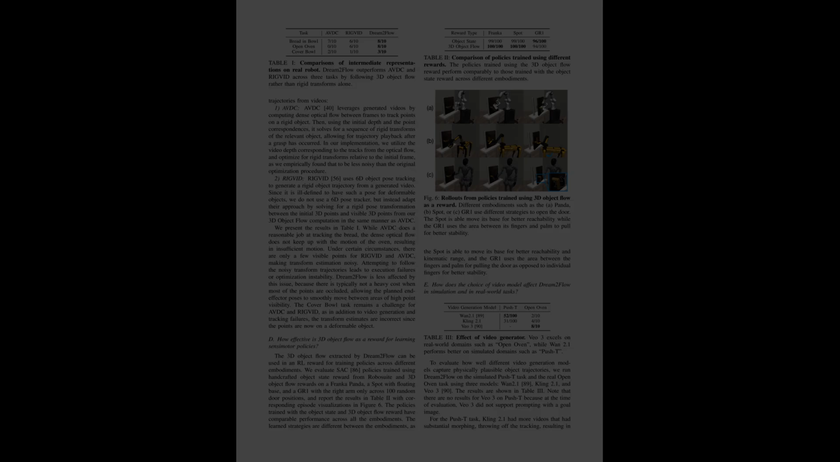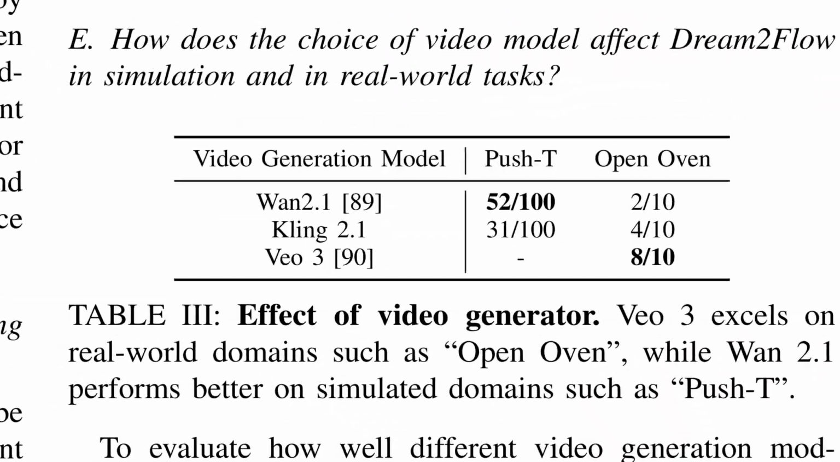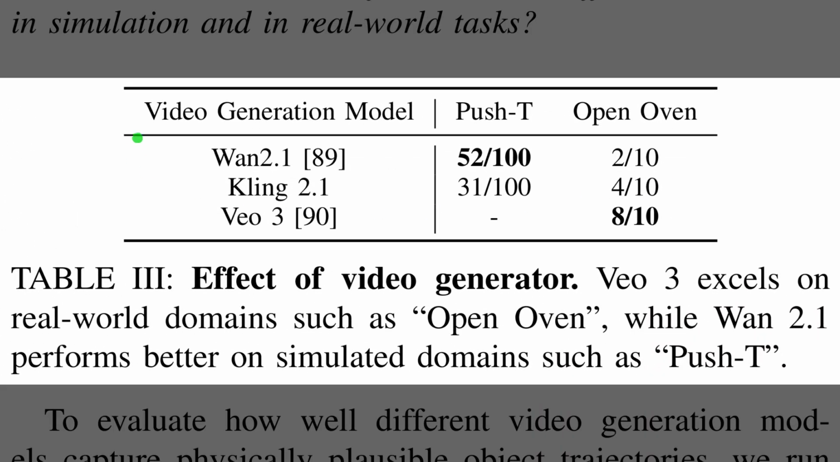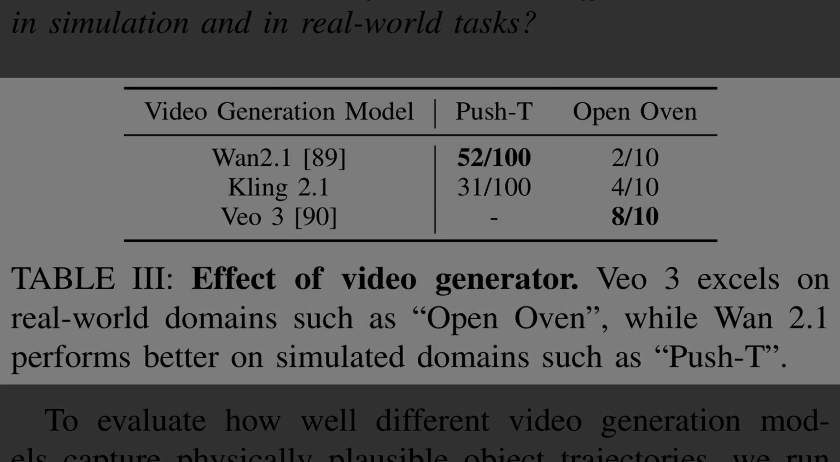Table 3 now shifts focus to the video backbone itself, comparing WAN 2.1, Kling 2.1, and Veo 3. In the simulation column for Push-T, WAN 2.1 is the clear winner with 52 successes out of 100. But for the real-world OpenOven task, Veo 3 takes the lead, succeeding in 8 out of 10 trials. This performance gap happens because Veo 3 creates more physically consistent videos, avoiding the morphing artifacts that plagued the other models in complex real-world scenes.